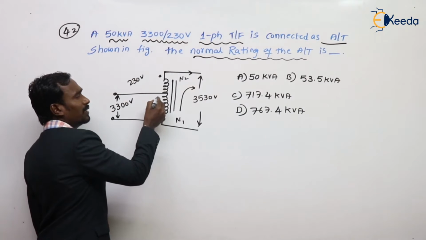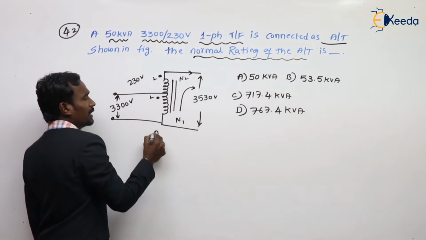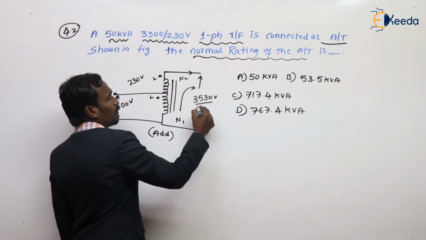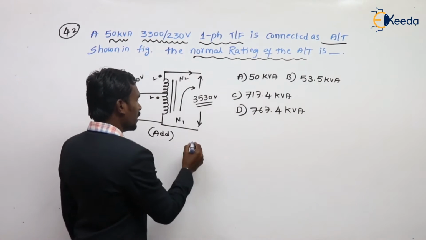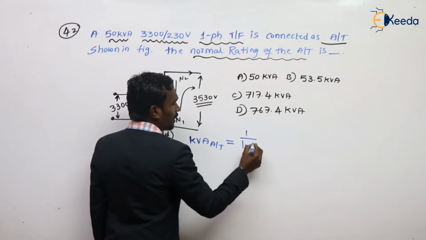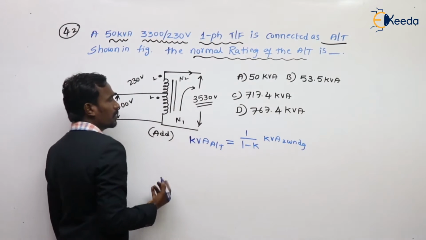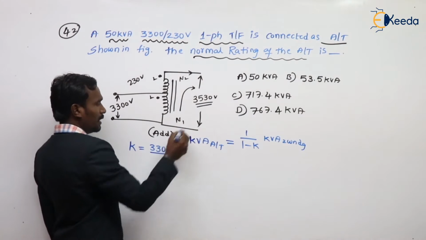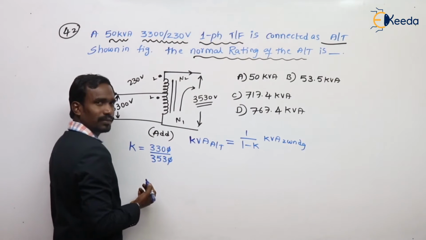Here the current is leaving, and here also leaving, so both are leaving, which is additive polarity. That's why 3300 plus 230 is equal to 3530, which they have given already. So now, the kVA rating of the auto transformer is equal to 1 by 1 minus K times the kVA rating of the two winding transformer, where K is equal to LV by HV. LV is 3300 and HV is 3530. The 0 gets cancelled.